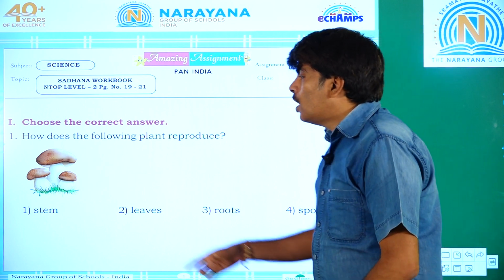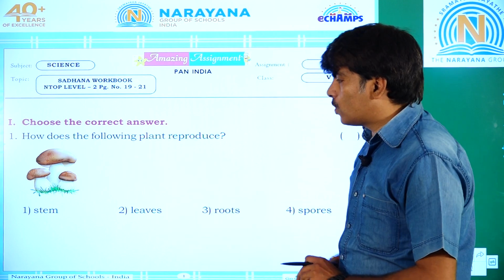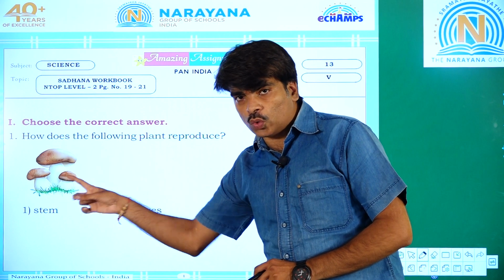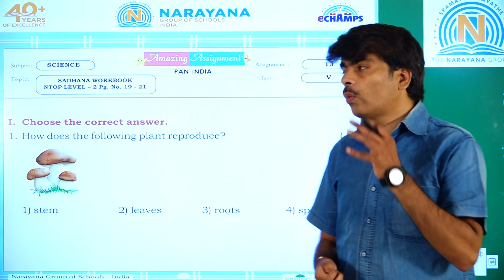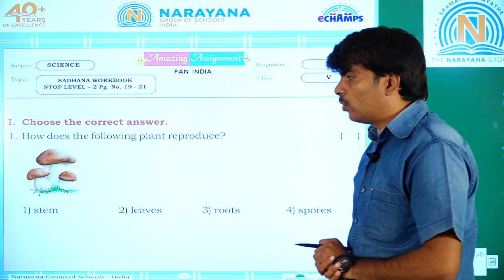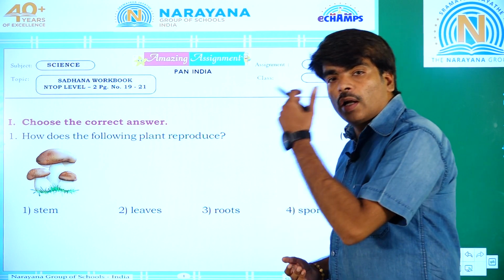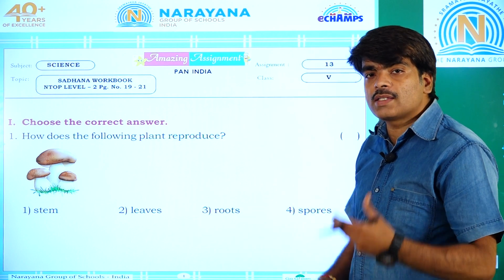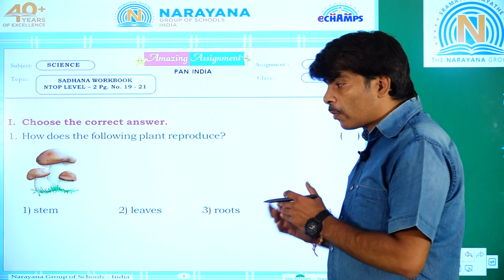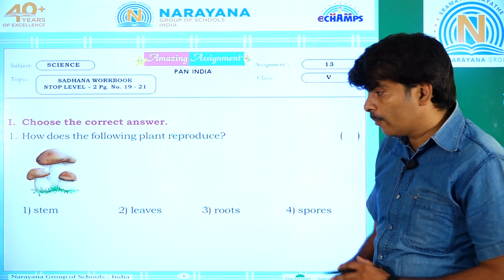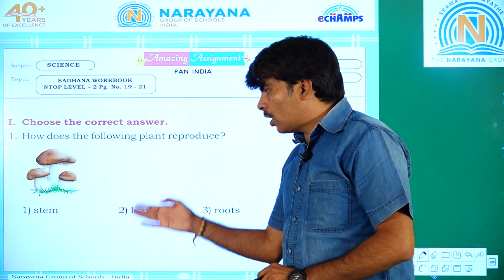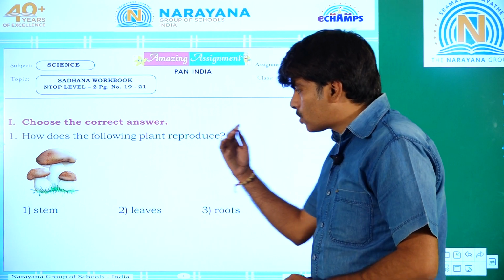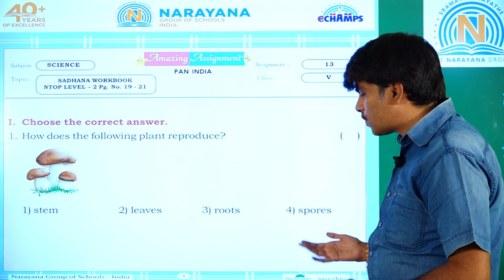Our first question: how does the following plant reproduce? There is an image of a mushroom. Mushroom is a non-green plant. How does it prepare the food, or how does it reproduce? We know that non-green plants depend on other plants and their process of reproduction is completely different. Do they reproduce through stem or leaves or roots or spores?